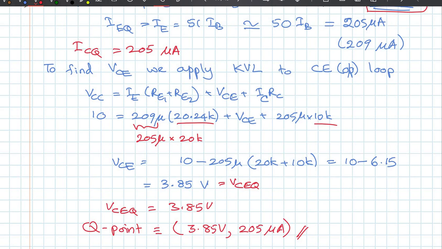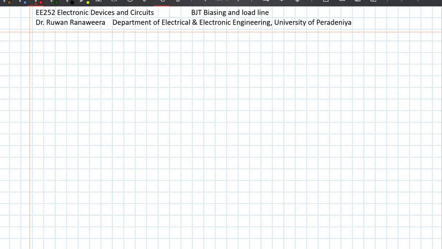Even if you make this exact, it won't be much different from this, maybe within 5 or 10% of this answer. So the Q point is this. Now the next part of this is basically to draw the DC load line.